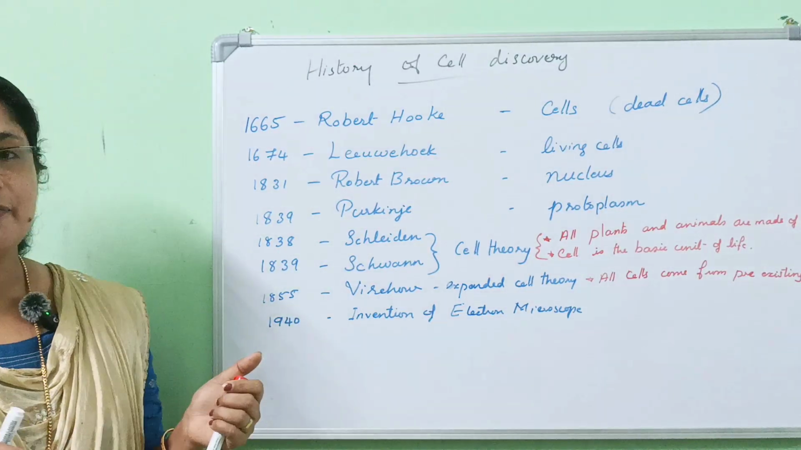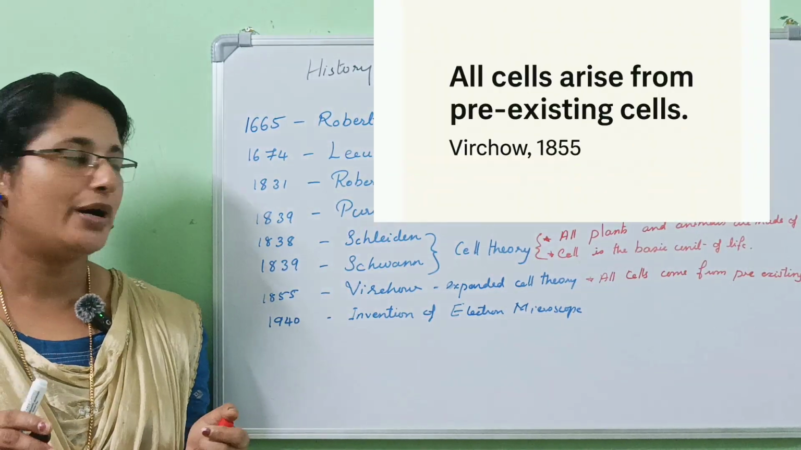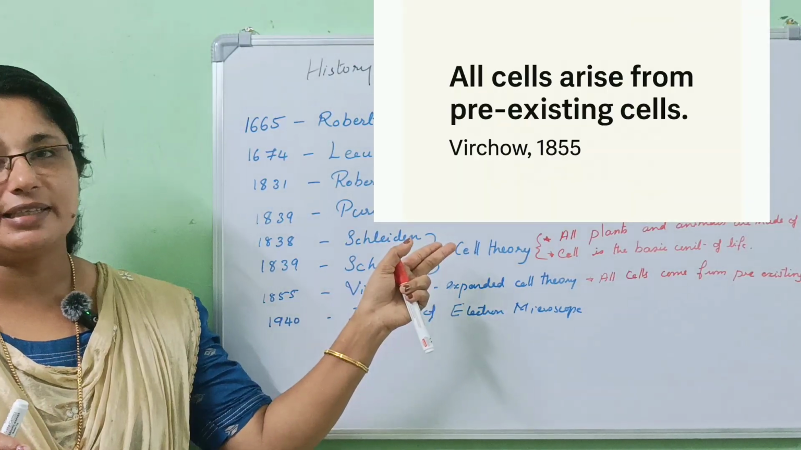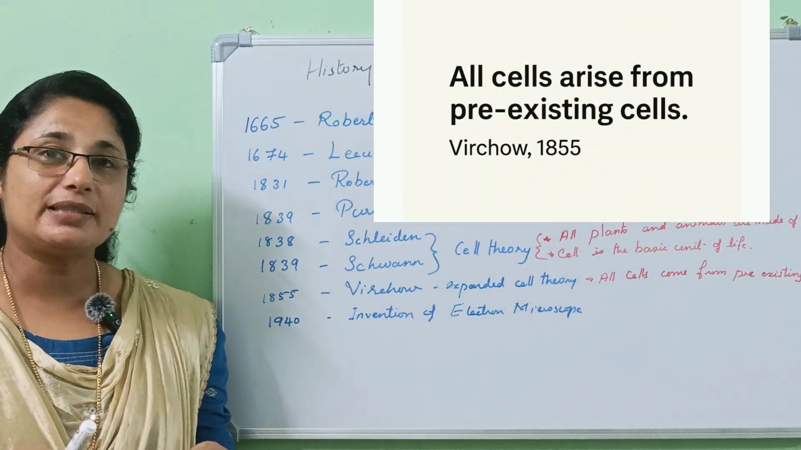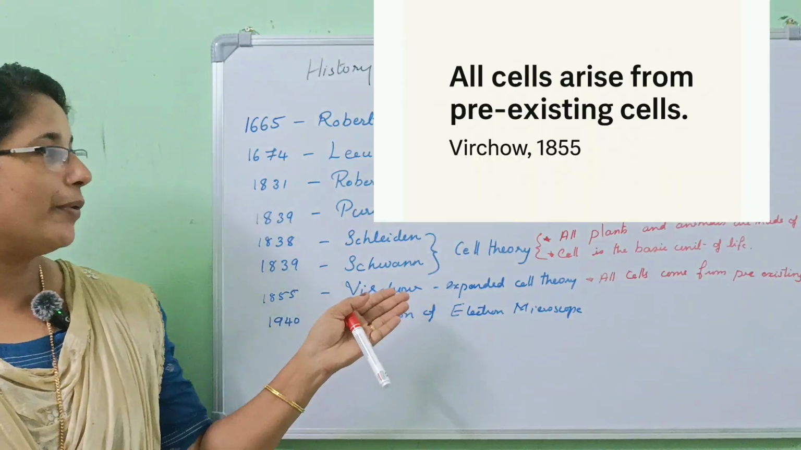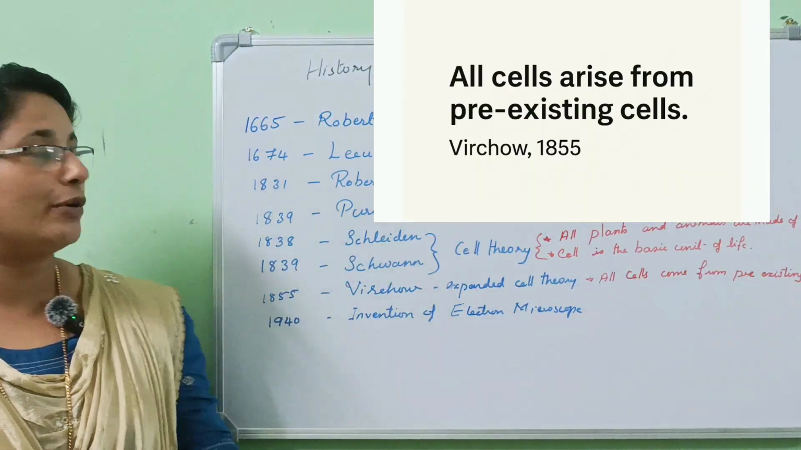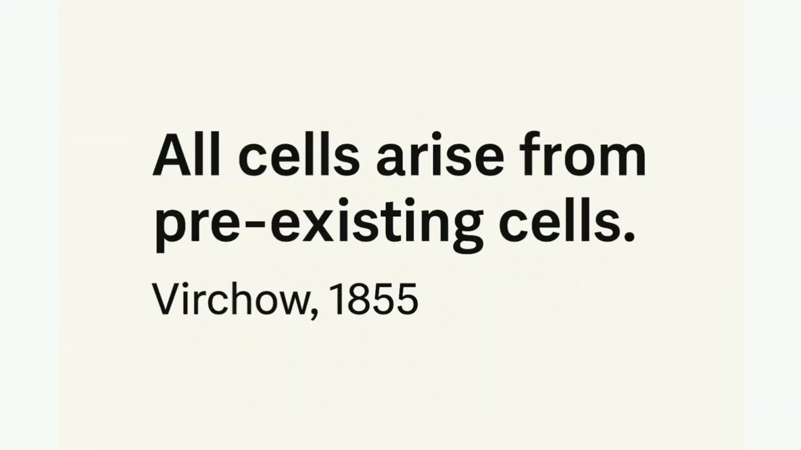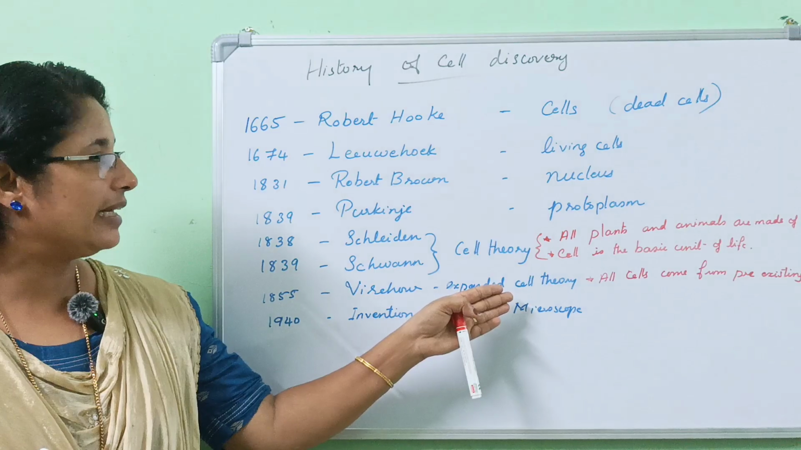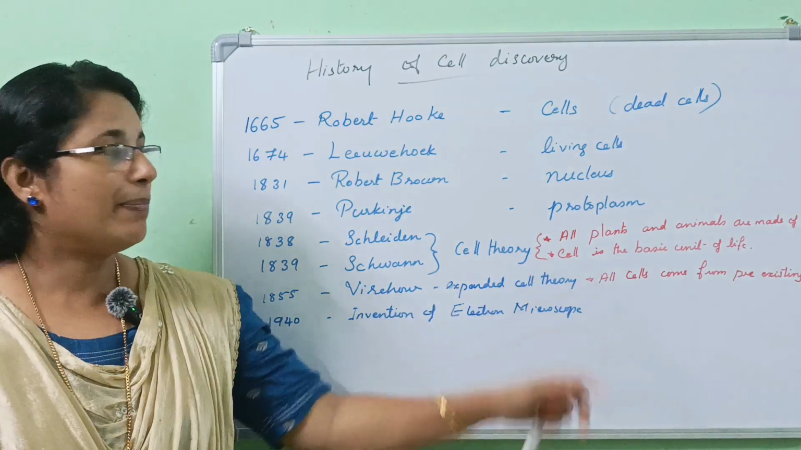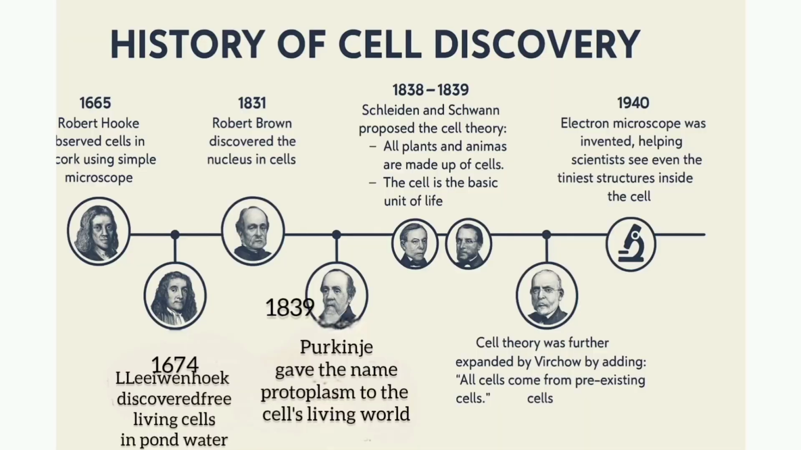And in 1855, another scientist, Virchow, further expanded cell theory by adding another point, that is, all cells come from pre-existing cells. According to Virchow, all cells arise from pre-existing cells. So now cell theory contains 3 points. All plants and animals are made of cells. Cell is the basic unit of life. All cells come from the pre-existing cells.